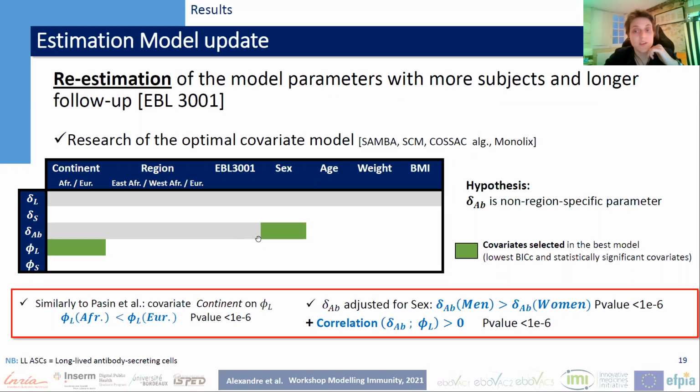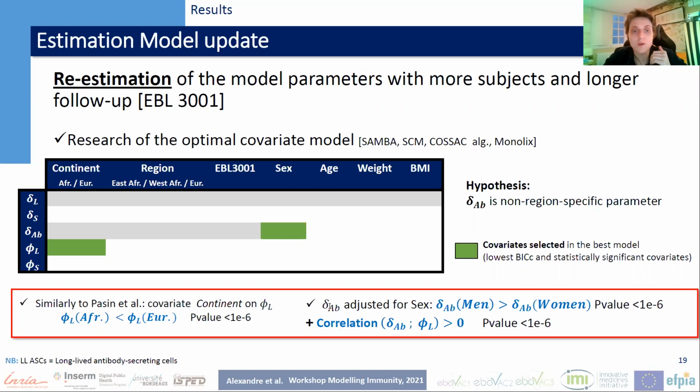Then, using the Bayesian information criterion, we were able to identify different covariates in our model. First of all, we found an adjustment for the covariate continent on the parameter phi L, with a higher influx of long-lived antibody secreting cells in European subjects. This is the same result that had been found in the previous study, so we validated the previous statistical model found on phase 1 data.